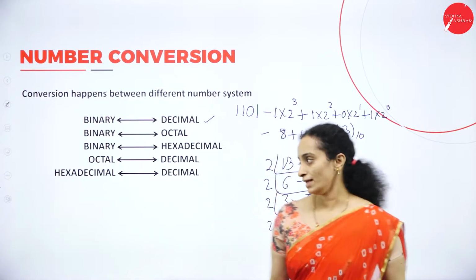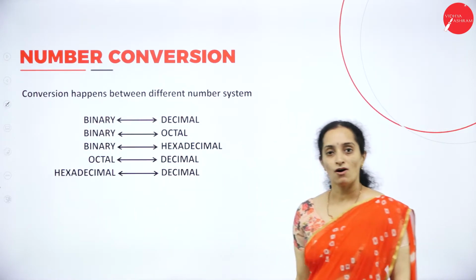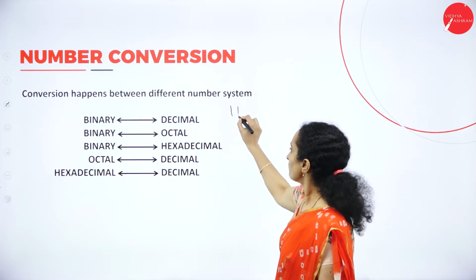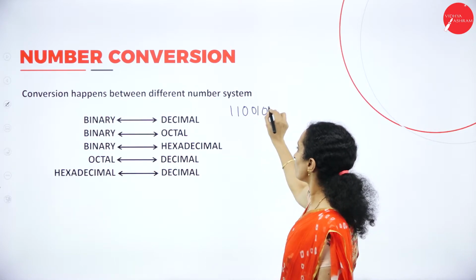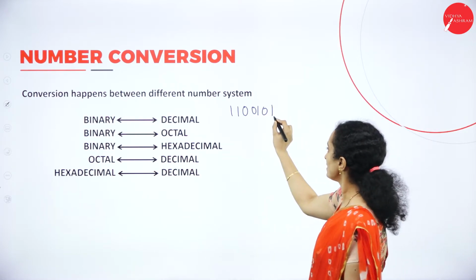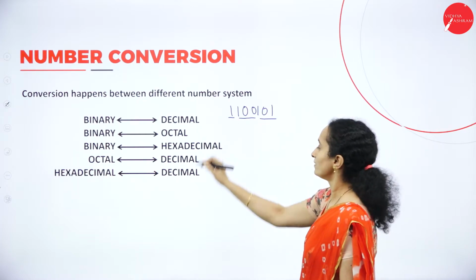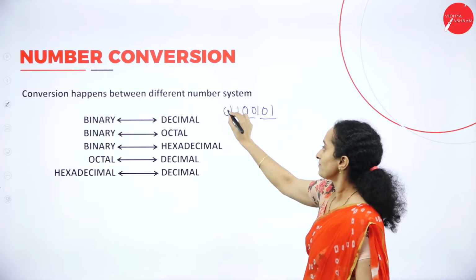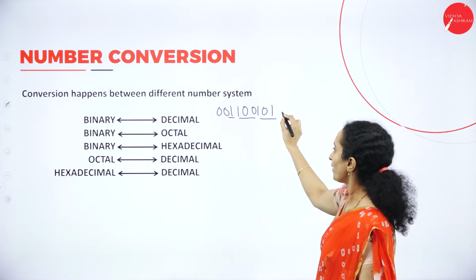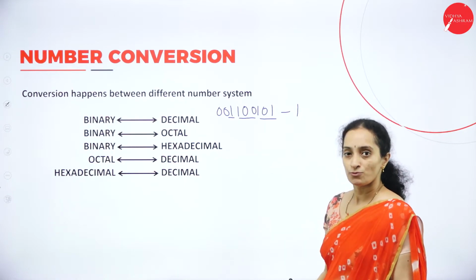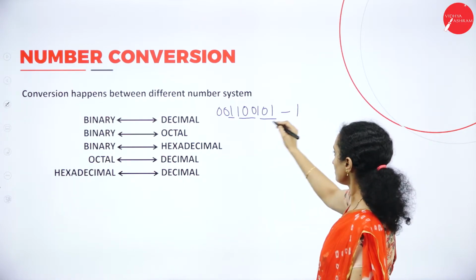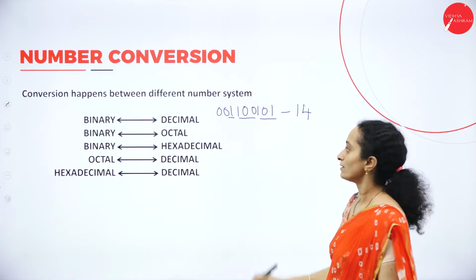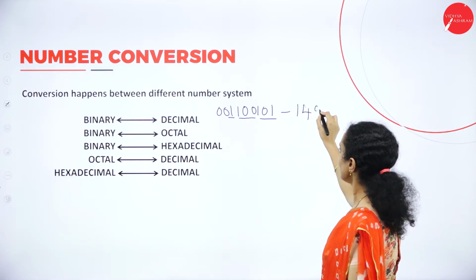Okay. Next is binary to octal. How do you convert binary to octal? For example, 11000101. How do you convert? By making groups of 3 digits. Is it not? So, 3 digits will make 001, which is 1, 100 is 4 and 101 is 5.